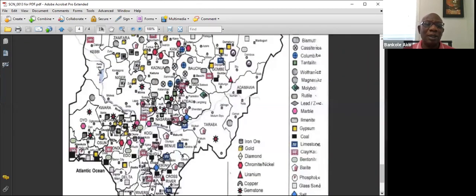Again, there are several maps, even originating from GSD and other authors. Figure 4 is one of the available mineral maps of Nigeria.